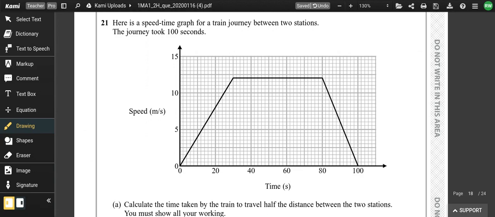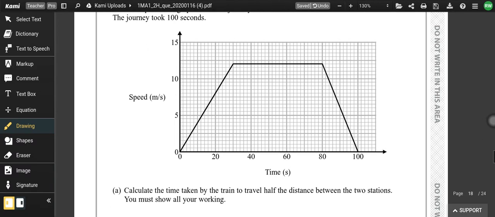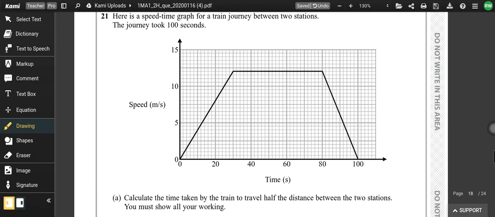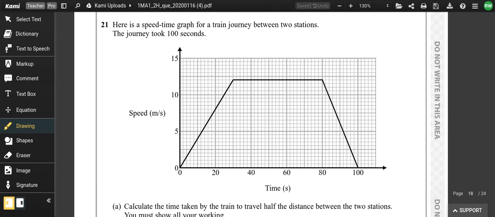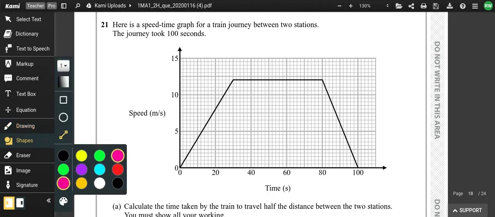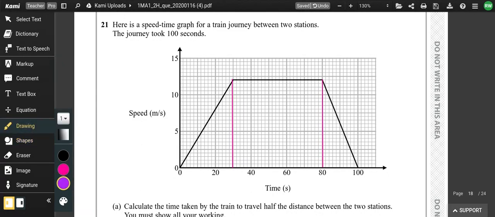Okay, speed time graph. Calculate the time taken by the train to travel half the distance. So how do you get distance from a speed time graph? You work out the area underneath the graph. So let's split this up into some shapes here. And the first shape is a triangle, so we're going to do half the base times the height. Half 30 times the height of, and that's going up 2, so 12 for the first one.